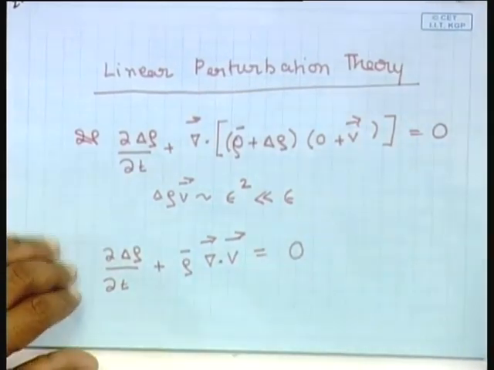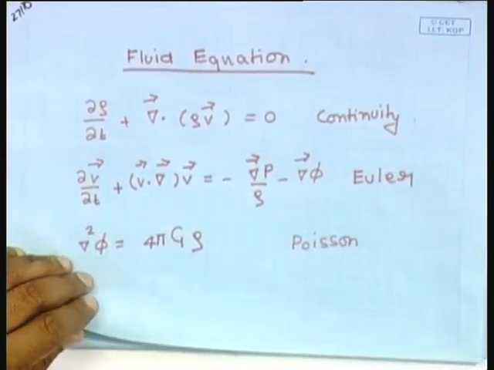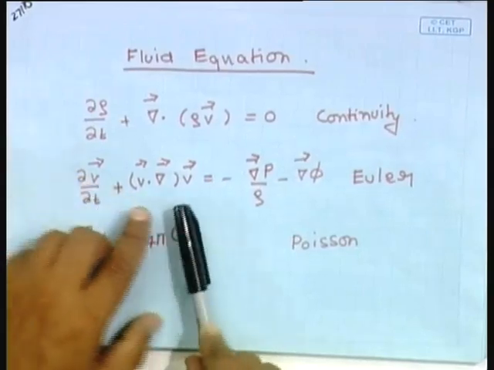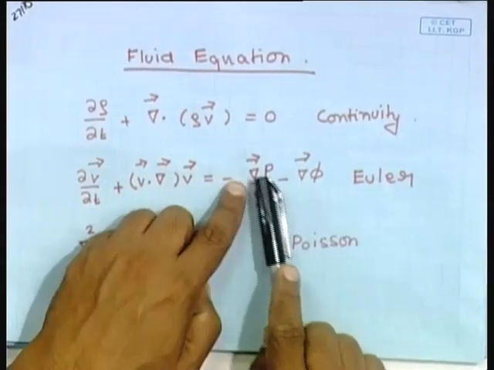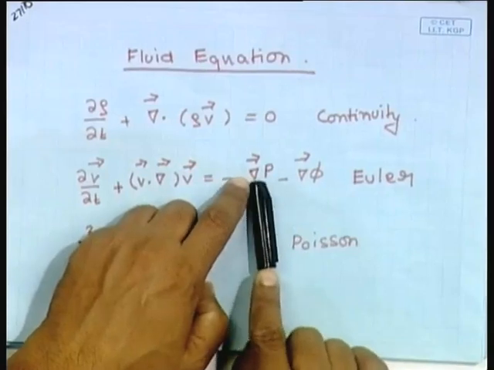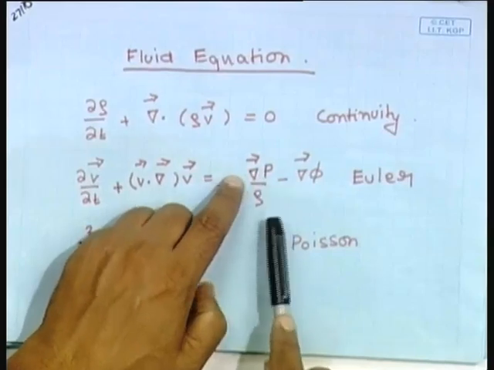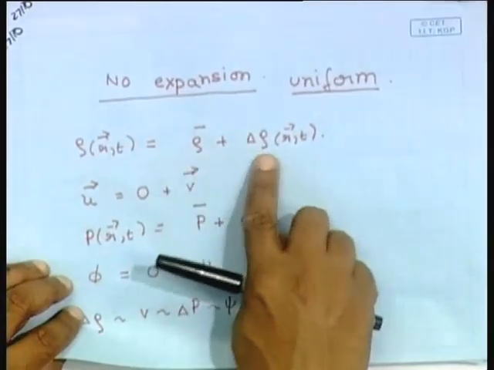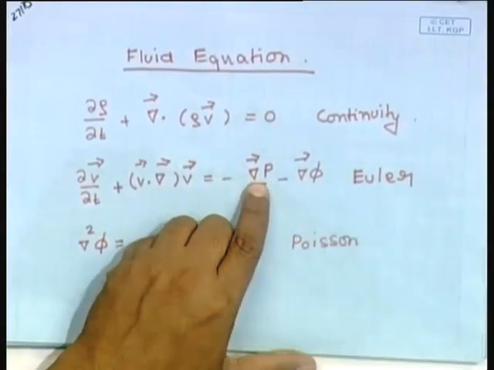Similarly, let us linearize the Euler equation. Here this term is linear, this term is going to be non-linear, so we can drop this. Here the mean pressure has no gradient, so it is only the pressure fluctuation that comes in the numerator. The denominator has rho bar plus delta rho, but the term involving delta rho will give rise to a second order term which we drop.